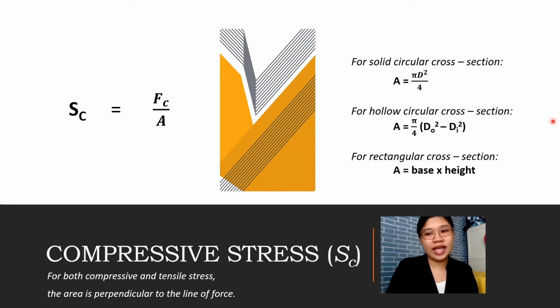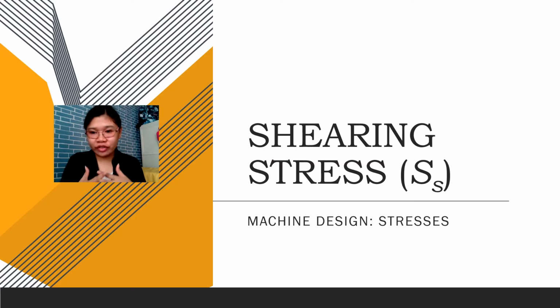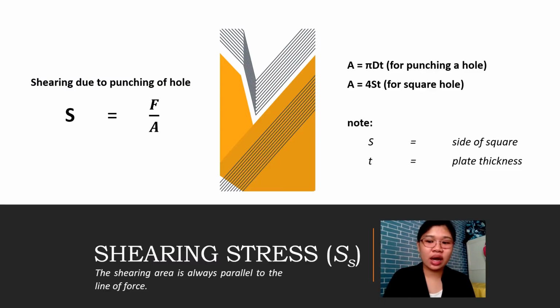So let's proceed to the next, which is shearing stress. After having tensile stress and then compressive stress, we now proceed to shearing stress. In here, we have a formula again, which is specifically shearing due to punching of holes. So if you encounter problems mentioning punching of holes, that refers to shearing, and again, the formula is force over area. But area differs if it is for punching a hole. So for circular, the area is pi dt. We have it here, the pi dt.